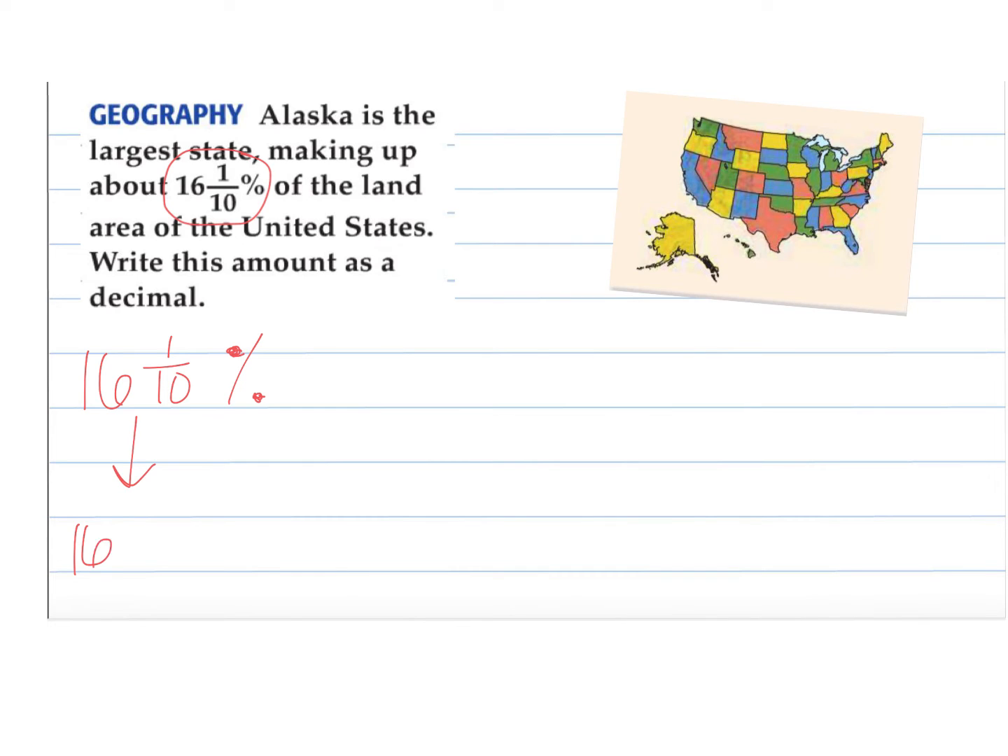So 16 1/10 is going to be 16 point something. 1/10 would just be then 0.1 because this 1 is in the tenths place. So 16 1/10% is the same as 16.1%. Then if we want to write it as a decimal, there's a decimal within the percent. So right now the form that it's in is a percent. It's not in decimal form even though there's a decimal. So then I take my decimal and I go to the left 2. And I end up with 0.161. That's my decimal that is equivalent to 16 and 1/10%.